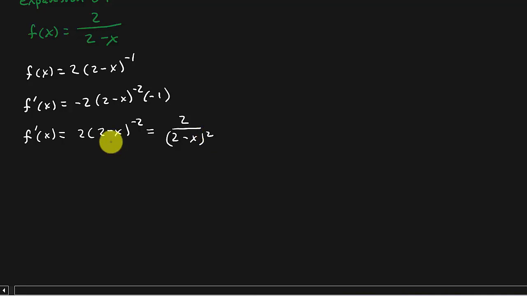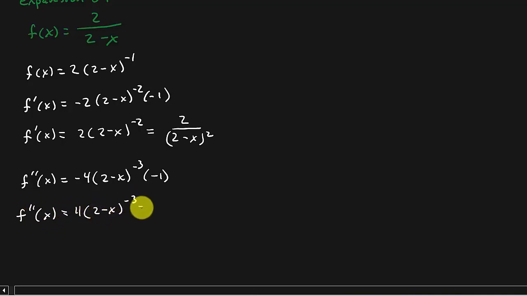And when you take the derivative, leave it in this form to take the derivative, but go ahead and write it like this because it's going to be easier to evaluate when it's like this versus being like this. And so then we have f double prime of x. So I'm going to use this to take the derivative. That's negative 4 times 2 minus x to the negative 3 times negative 1. And so f double prime of x is equal to 4 times 2 minus x to the negative 3, which is 4 over 2 minus x cubed.